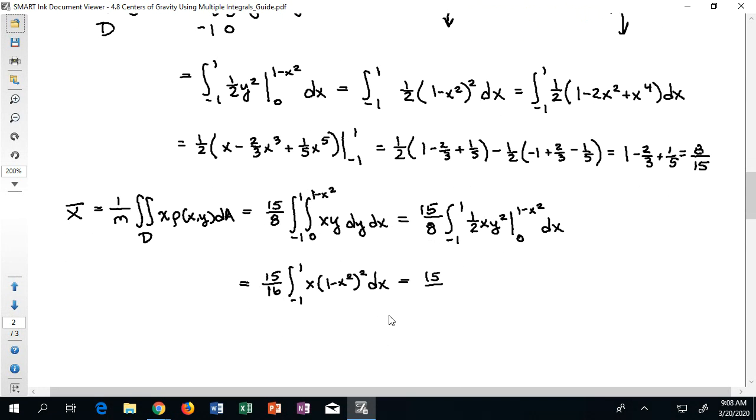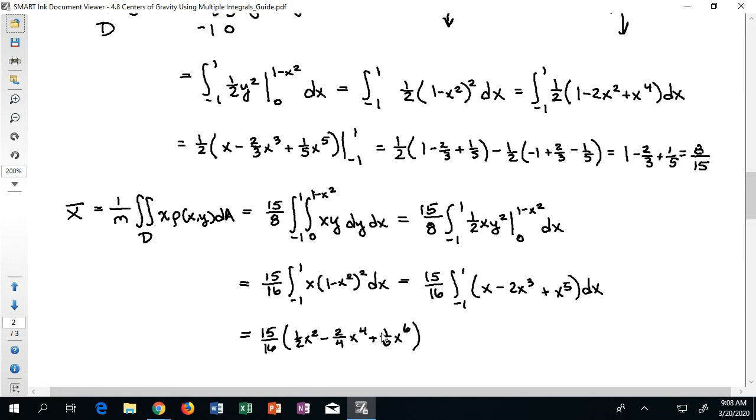Okay, so if I was to continue on here, I'd end up with exactly this times the integral of, I think I would get x minus 2x cubed plus an x to the 5th. That gets me 15/16 times 1/2 x squared minus 2/4 x to the 4th and a 1/6 x to the 6th, evaluated from -1 to 1.